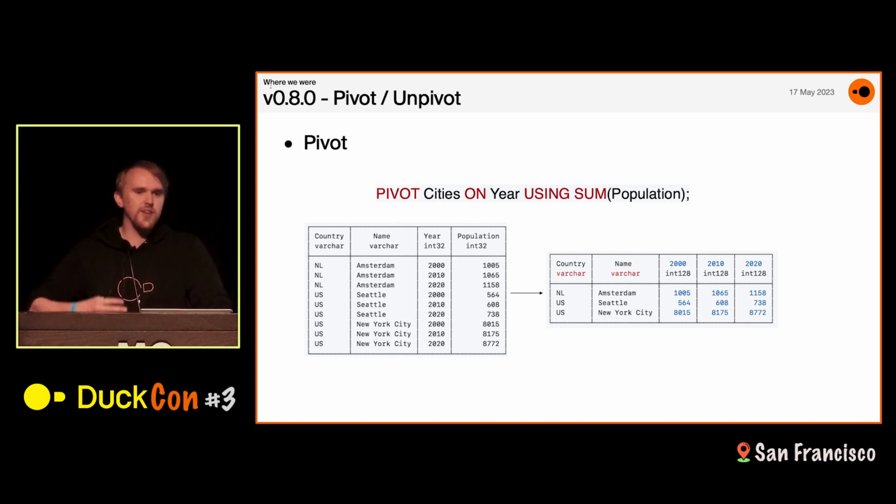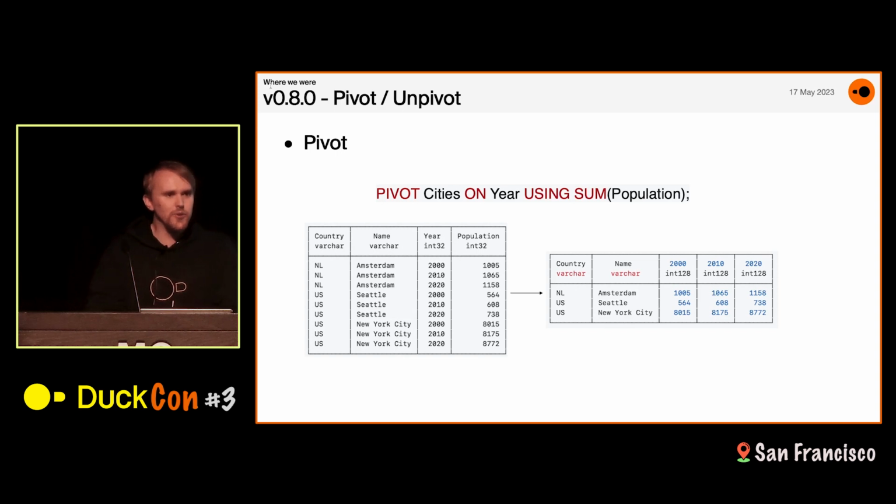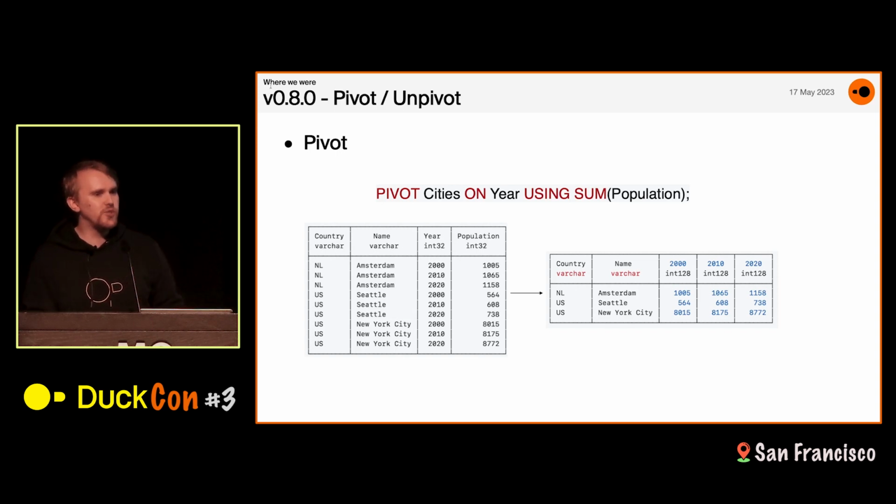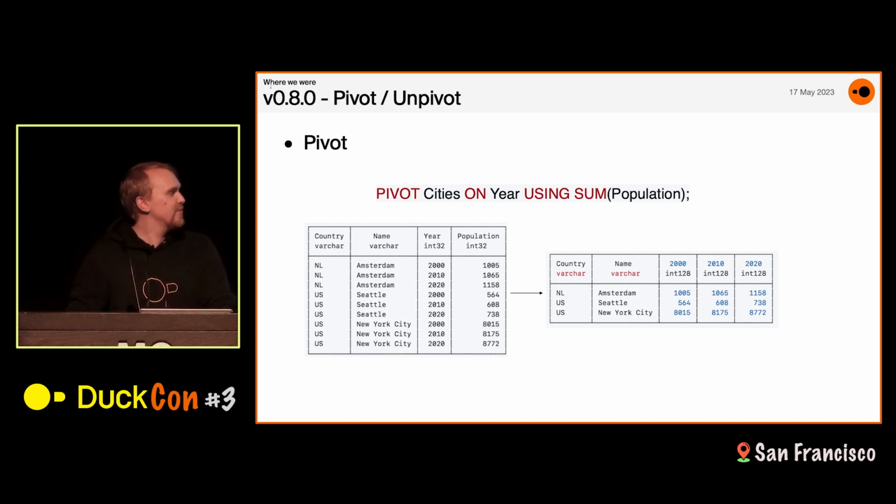You can do group by, you can filter on rows, all that good stuff. But you can't filter on columns very easily. What pivot and unpivot allow you to do is convert between the two, which allows you to then do operations on those columns as if they were rows.